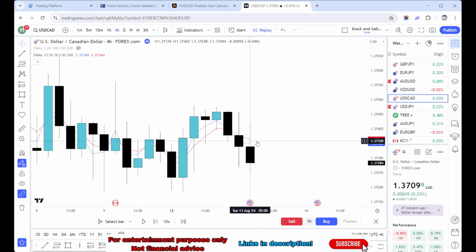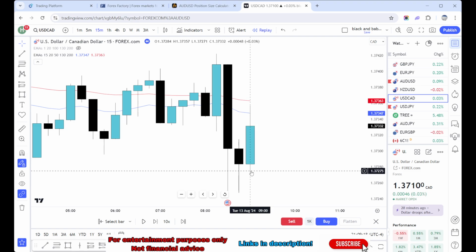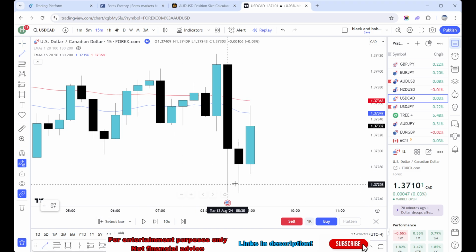We see that the 20 is below the 50. Right away, we're thinking we're going to look for a bearish setup, a sell. We're going to look for the next candle to open, create a high for us to get in on, and then watch it sell off. So from there, we've got to wait for that 9 a.m. to open, which it opens right here.